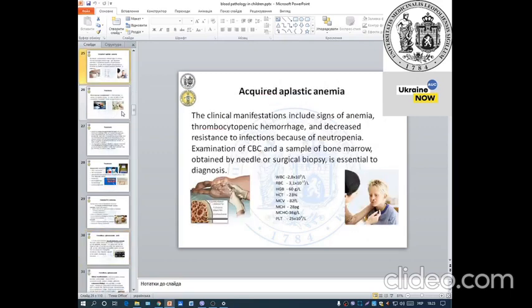Acquired aplastic anemia manifests with signs of anemia, thrombocytopenia, hemorrhage, and decreased resistance to infections because of neutropenia. Cytopenia in blood count and hypocellular bone marrow obtained by needle biopsy confirms the diagnosis.